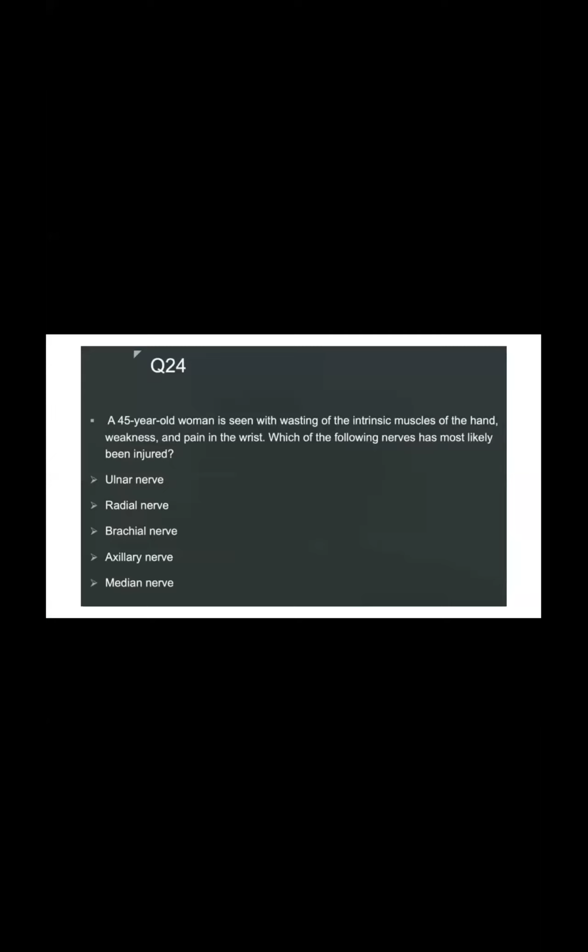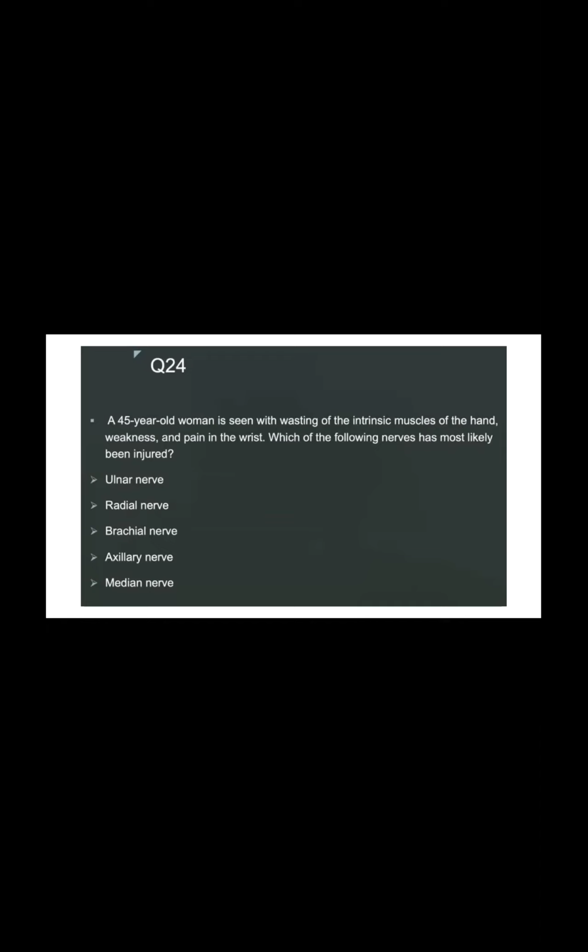This is Dr. Kishori. I'm here, ma'am. A 45-year-old woman is seen with wasting of the intrinsic muscles of the hand, weakness, and pain in the wrist. Which of the following nerves has most likely been injured? Ulnar nerve, radial nerve, brachial nerve, axillary nerve, median nerve. Ma'am, it's the radial nerve. No, unfortunately, it's not the radial nerve.